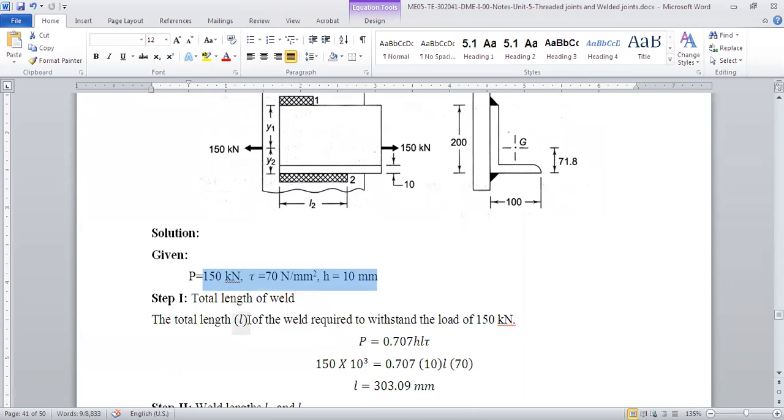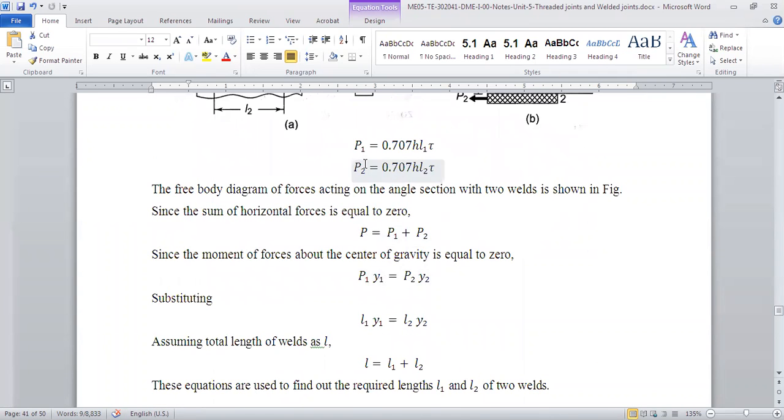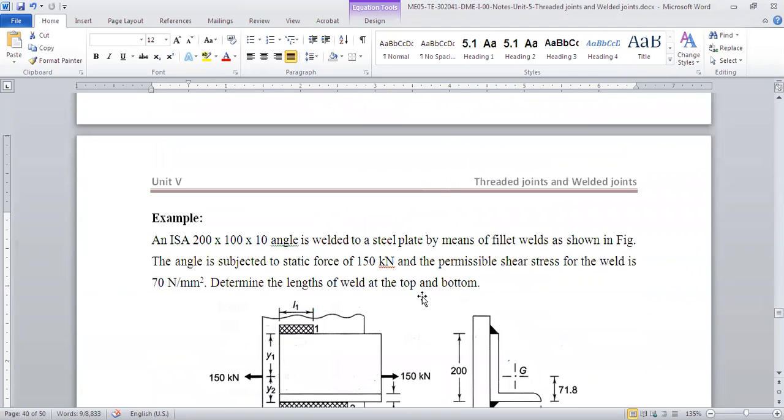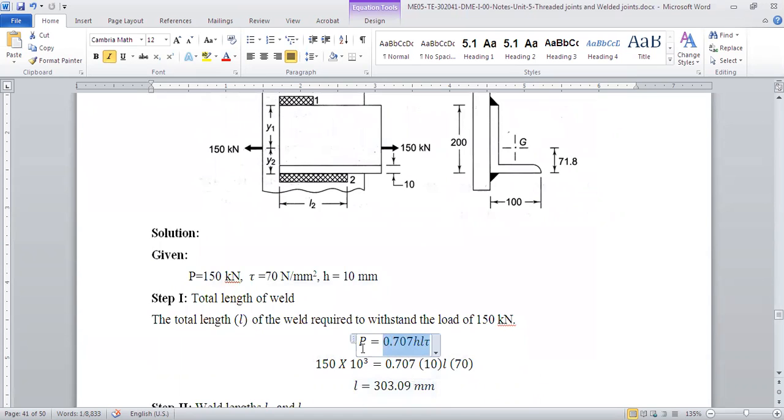So the total length of the weld should be able to take the load of 150 kilonewton. So we directly get this formula, P is equal to 0.707 H L tau. We can calculate the total length required, which is L1 plus L2. We know P, we know H, we know tau. We can calculate the total length.